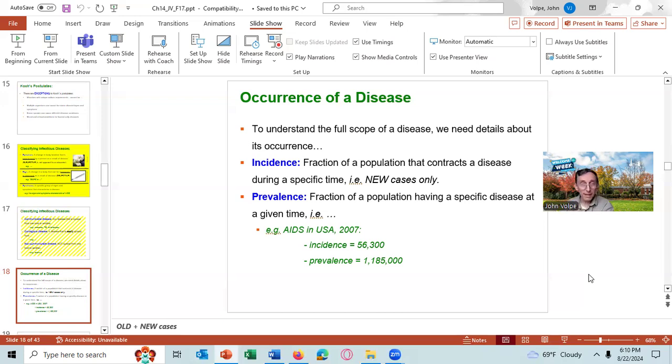For example, in AIDS in 2007 in the United States, the incidence was 56,300 new cases that year. However, the prevalence in 2007 was over 1,185,000 people. Any question about incidence and prevalence?